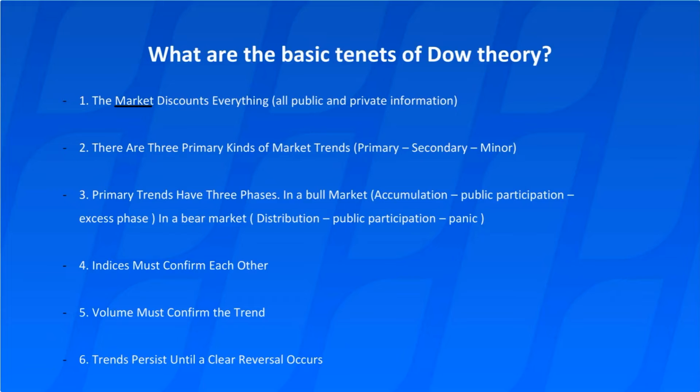Number two is that there are three primary kinds of market trends. If we're talking about cryptocurrencies, for example, and if I may ask you, what is the trend for the cryptocurrencies? I can get two answers. Okay. One of you can say the trend for cryptocurrencies is basically going up, and someone else could say the trend for cryptocurrencies is going down.